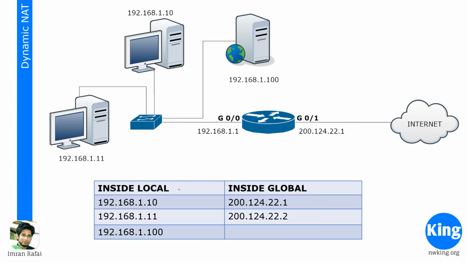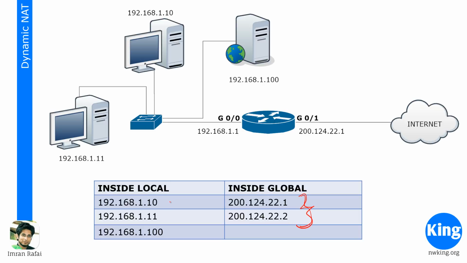Next, let's look at dynamic NAT. Dynamic NAT is very similar, but the only difference is you're not statically mapping. So let's say we have these two public IP addresses and we have 3 devices.